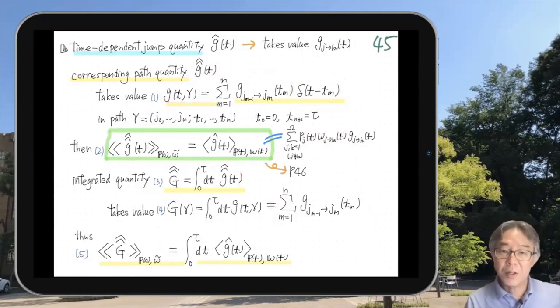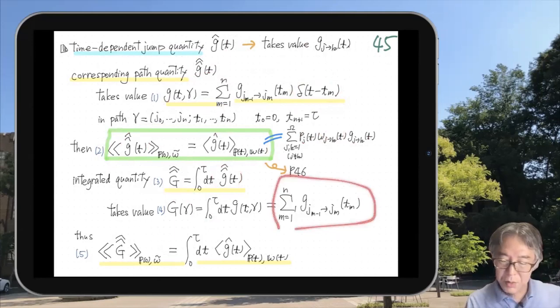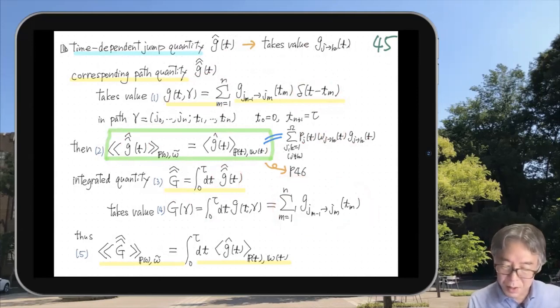Now this is a very natural, good quantity to look at, isn't it? So this sums over all G's. I said that G can be like heat going from the system to the heat path. Then there are n jumps in this path, and this is just counting the total amount of heat from the system to the path.